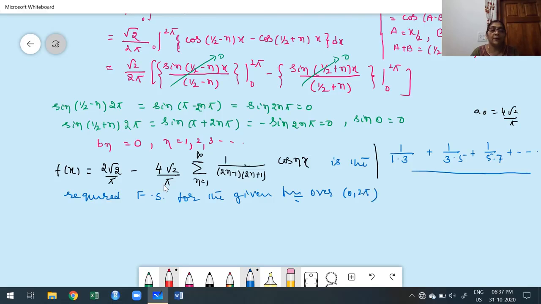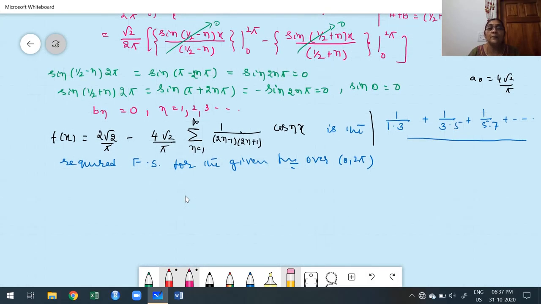Now I want to deduce this. How to deduce that? Suppose you expand this summation, 1 by 2n minus 1 into 2n plus 1. Put n equal to 1: 2 minus 1 is 1, 2 plus 1 is 3. Put n equal to 2: 4 minus 1 is 3, 4 plus 1 is 5. Next, put n equal to 3: 6 minus 1 is 5, 6 plus 1 is 7, so 5 into 7.